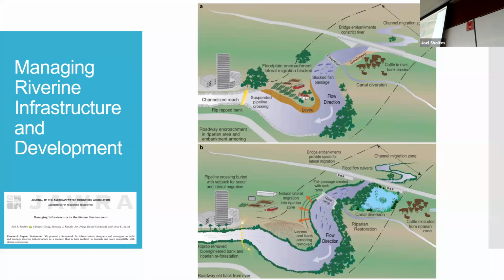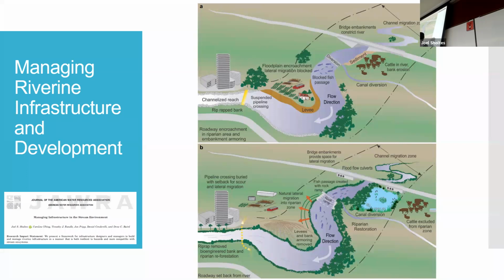We can think about the infrastructure that we have in river corridors and how it impacts the river and vice versa. So here's just a cartoon that I made for this paper that looks at different kinds of infrastructure that we have in river environments. We have diversion structures, we've got levees, riprap banks, roadways, bridges. And here's an example of how we can have those same things and have them be more compatible with the dynamism and habitat hazards of rivers.